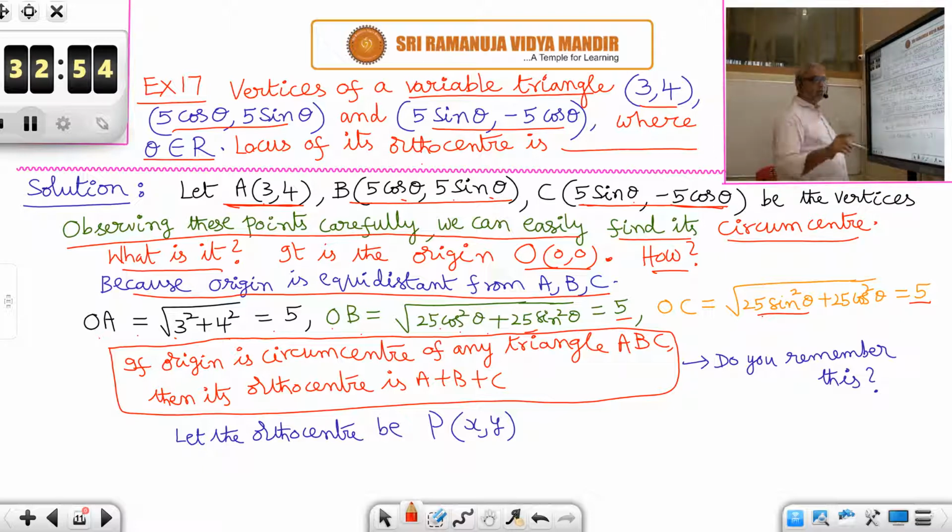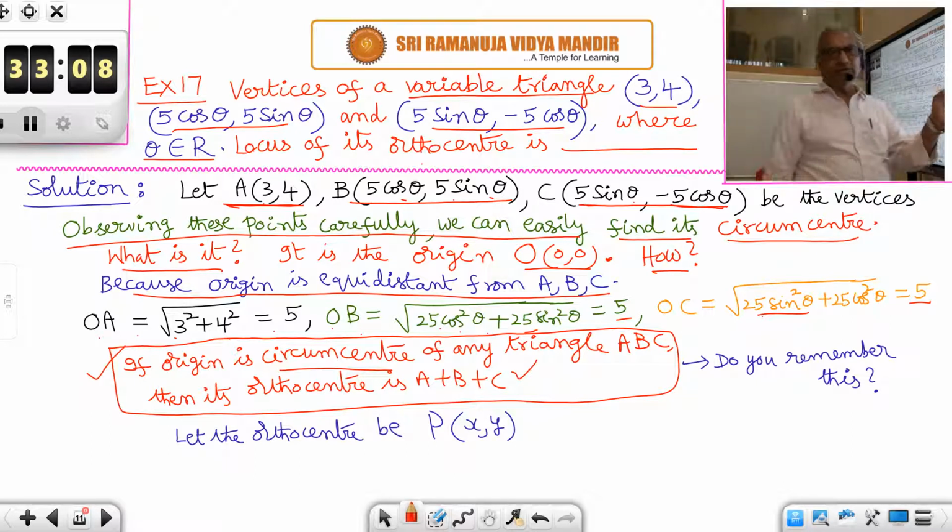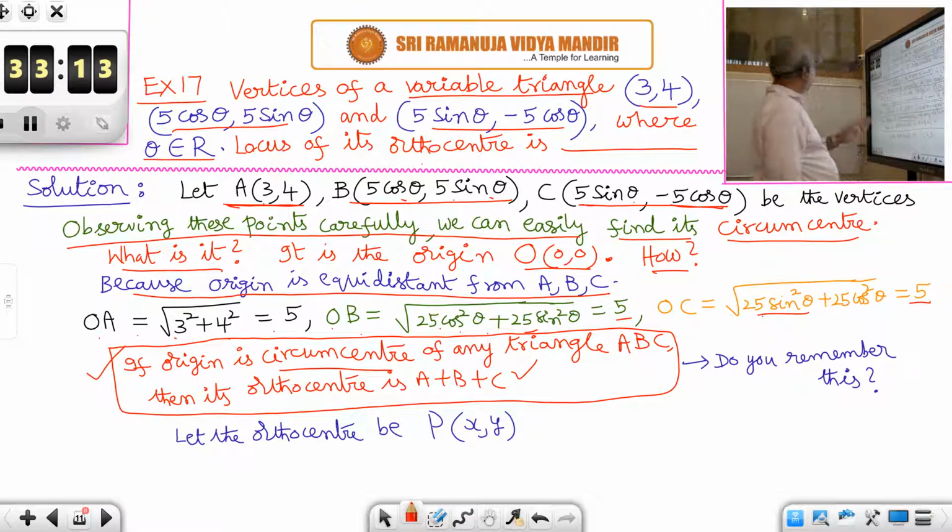So therefore the origin is the circumcenter, but you do remember this property. If the origin is the circumcenter of any triangle ABC, then its orthocenter is A plus B plus C. This point I have mentioned in coordinate geometry. Similarly, another one you remember: if the origin is the orthocenter, then the circumcenter is (A plus B plus C) by 2. These points you should remember. Do you remember this? I am asking you.